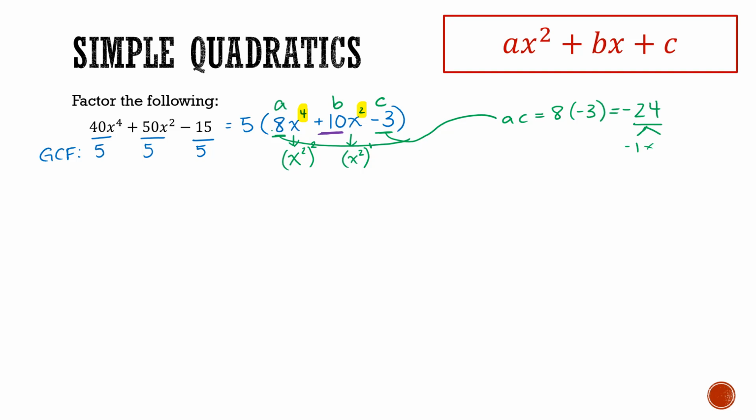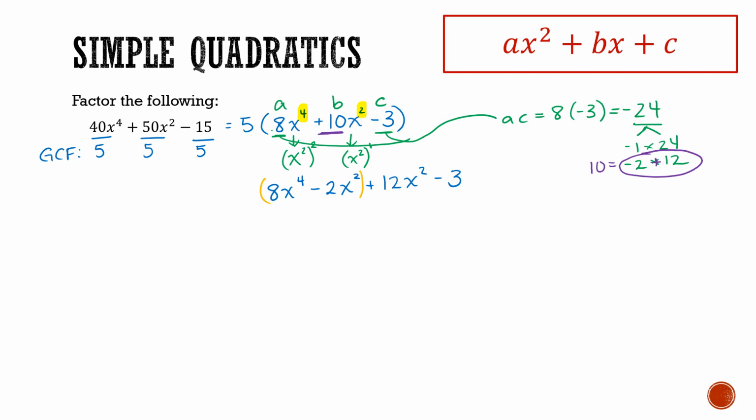Now to find factors for this that add up to positive 10. Okay, I have negative 1 times 24, that's not going to work. Negative 2 times 12, bingo. These two values add up to 10. So now rewriting my expression, I'm just going to ignore the 5 I factored out for now. I get 8x to the power of 4 minus 2x squared plus 12x squared minus 3.